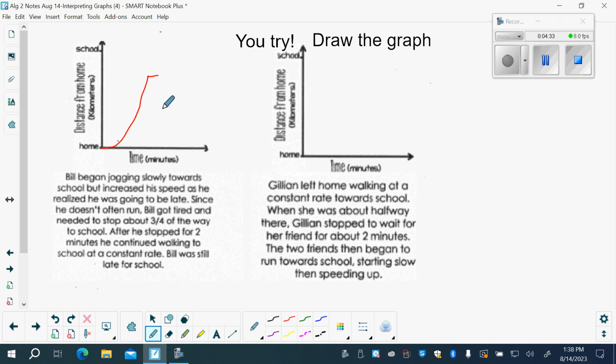And then it says he continued walking to school at a constant rate. So a hand, please. Let's get a hand, please, for this one. I'm going to call on someone.